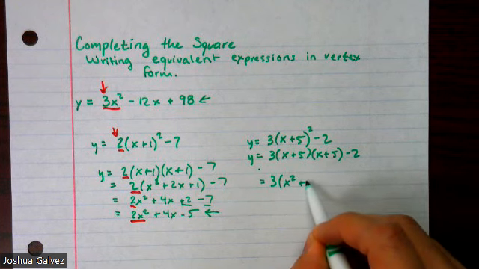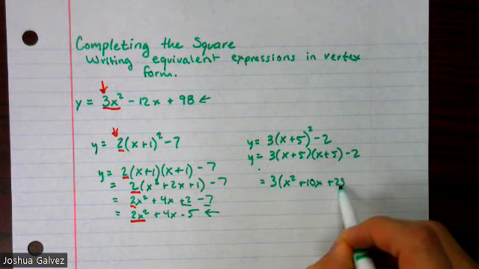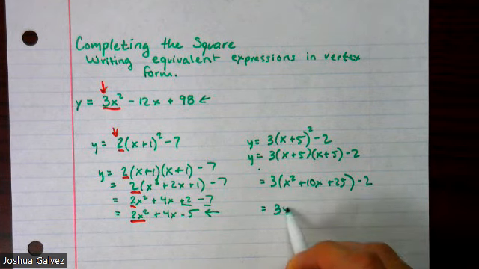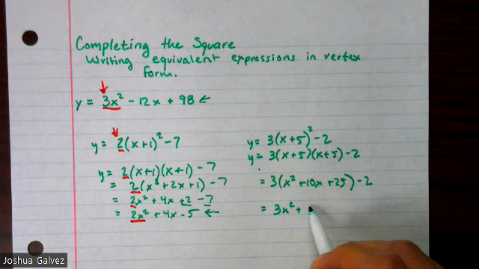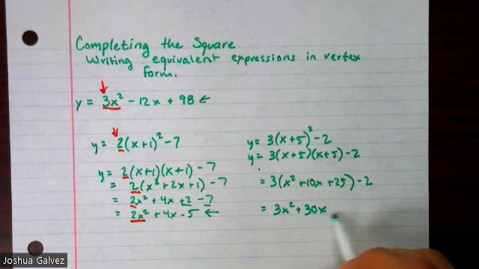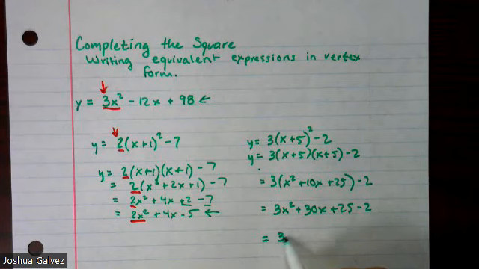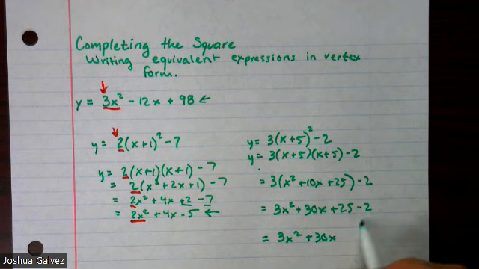We get x squared plus 10x plus 25 minus 2. Distribute the 3, we get 3x squared plus 30x plus 25 minus 2. 3x squared plus 30x, and then these two can be put together to give us 23.